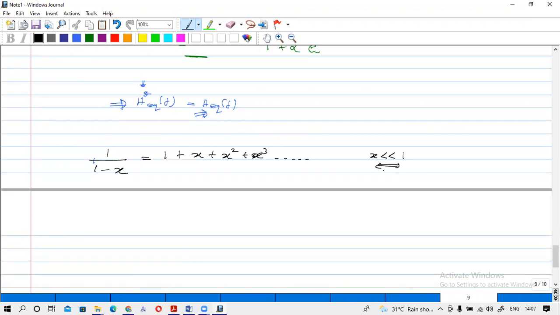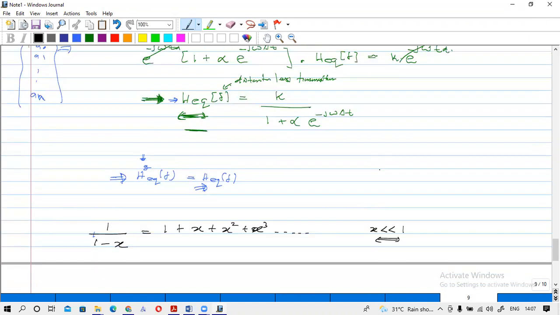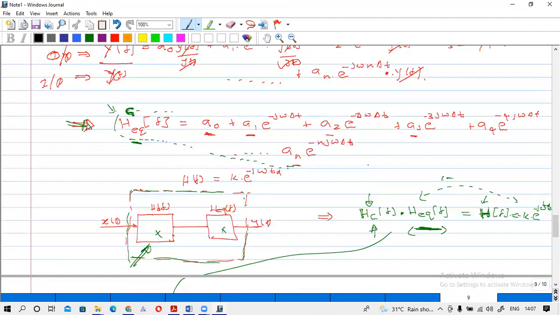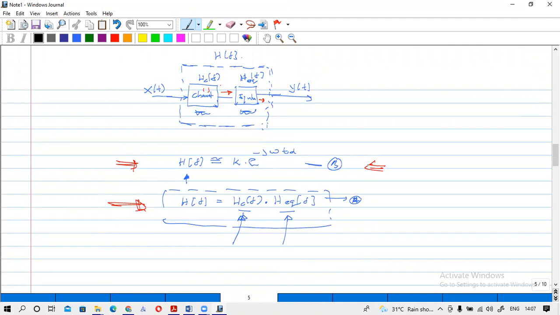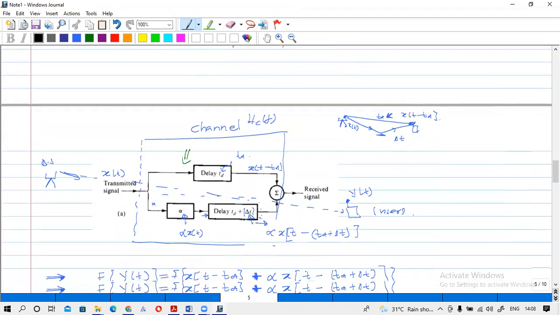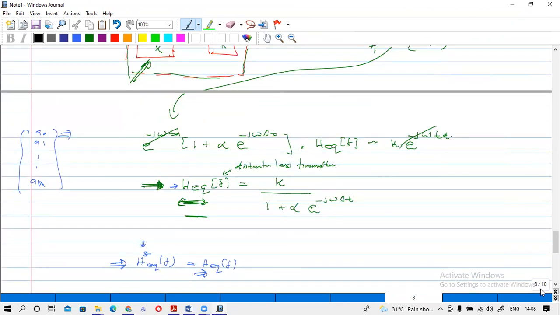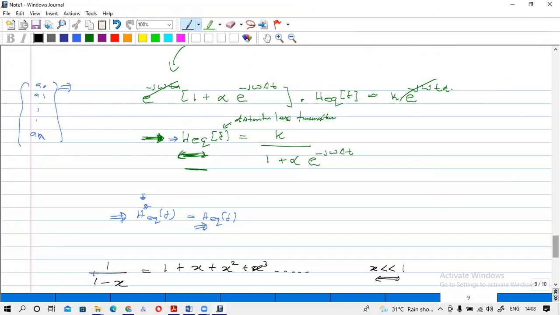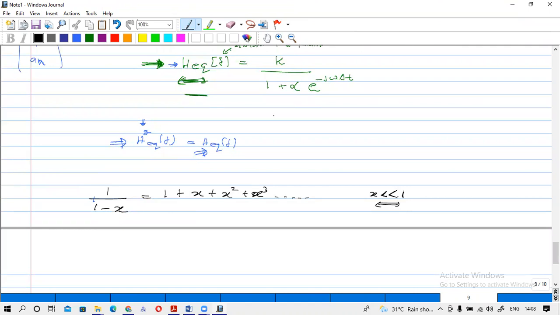So if this x is very less than 1. Okay, so this is very less than 1, and it is given that this alpha is also very less than 1. So you can see that.